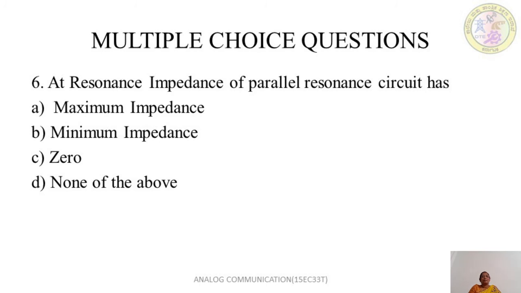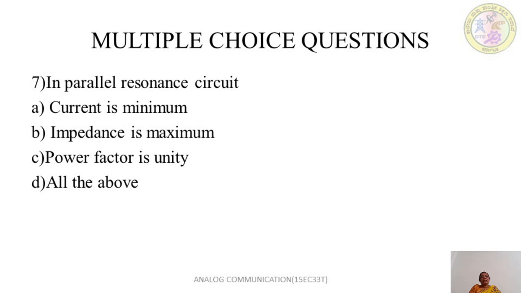At resonance, impedance of parallel resonant circuit is maximum, minimum, zero, none of the above. At resonance, the parallel resonant circuit has maximum impedance. In parallel resonance circuit, current is minimum, impedance is maximum, power factor is unity, all the above. Current is minimum, that is correct; impedance is maximum, that is correct; power factor is unity, that is correct. Therefore, the answer is D, all the above.